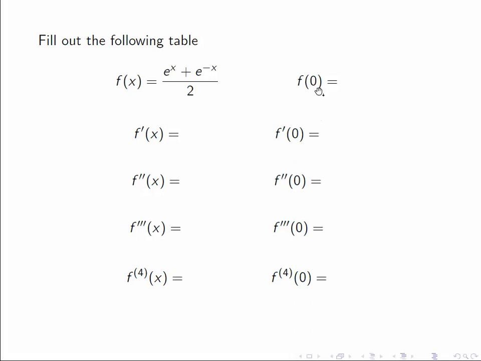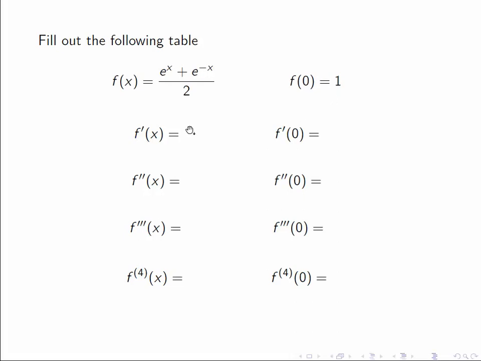So we're going to take a to be equal to 0. So we need to find f and all its derivatives evaluated at 0. So let's just do it for the first 4 derivatives and see what happens. Clearly f of 0 is going to be 1 plus 1 over 2, so it's 1.